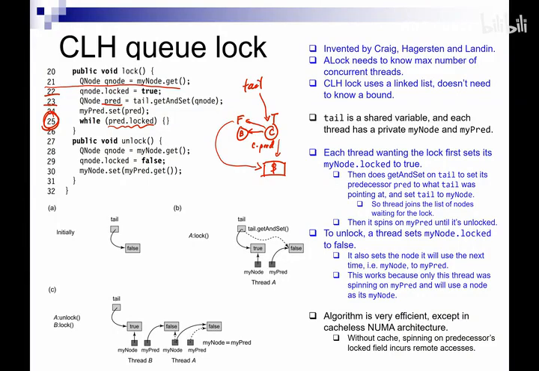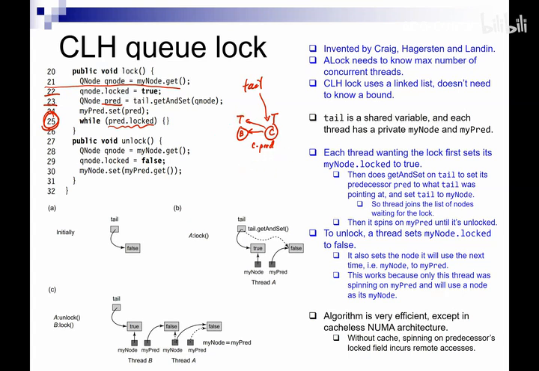Then the false value gets broadcast to C's cache. So that's only one instance where there's message traffic, so it's efficient. The problem is, what if you're in an architecture where C doesn't have a cache? There are some architectures like that.